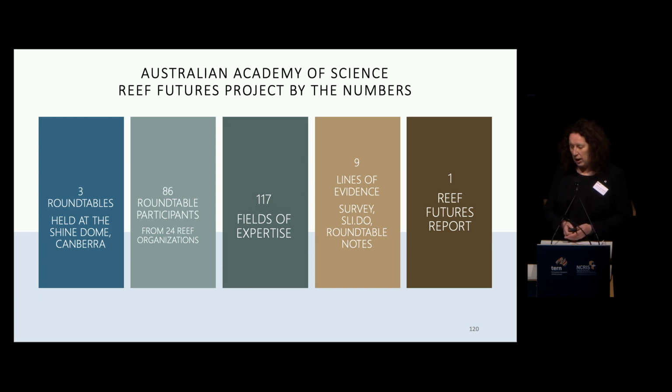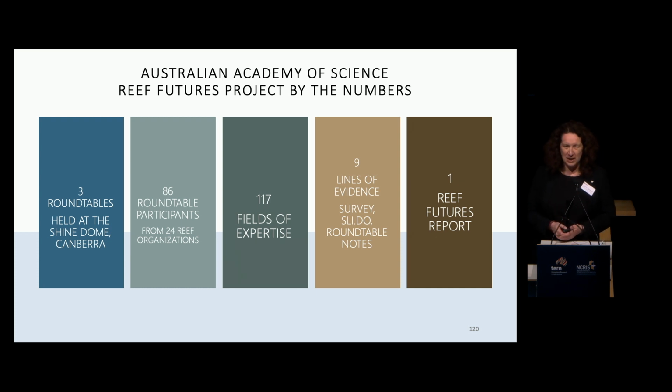So very quickly, by the numbers, there were 3 roundtables held at the Shine Dome down in Canberra, over a period of 3 months. They were very, very quick. Each one had approximately 25 to 30 scientists that were invited through a nomination process. We approached a series of reef-related institutions, businesses, organisations, NGOs, regulators, the whole gamut, and we asked them to nominate people they felt were appropriate for the theme of the roundtable.